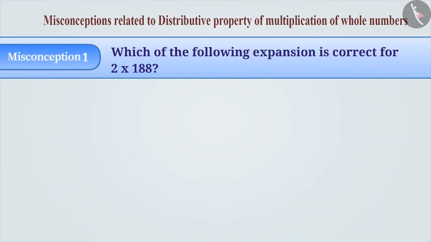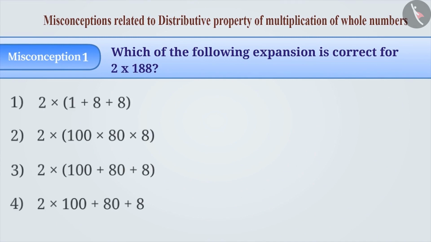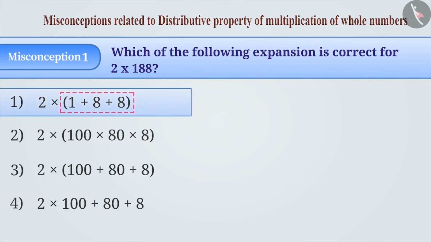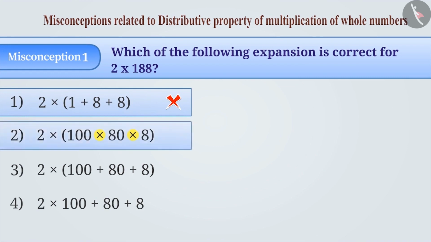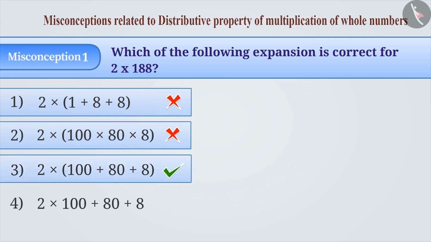Misconception 1. Which of the following expansion is correct for 2 into 188? Sometimes, distribution is understood as separating the digits, and option 1, which is an incorrect answer, is chosen. Similarly, instead of adding the digits, they are multiplied, and option 2, which is also an incorrect answer, is chosen. With the correct understanding, option 3 is chosen, which is the correct answer.